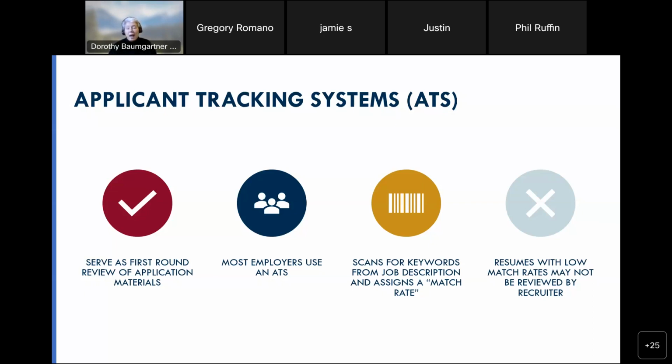Applicant tracking systems have an algorithm that's scanning for keywords that match their position description, and they'll assign your resume a match rate. That match rate, that score, is what determines whether or not your resume is going to move forward to a human being, a recruiter or a hiring manager. So it's really important.